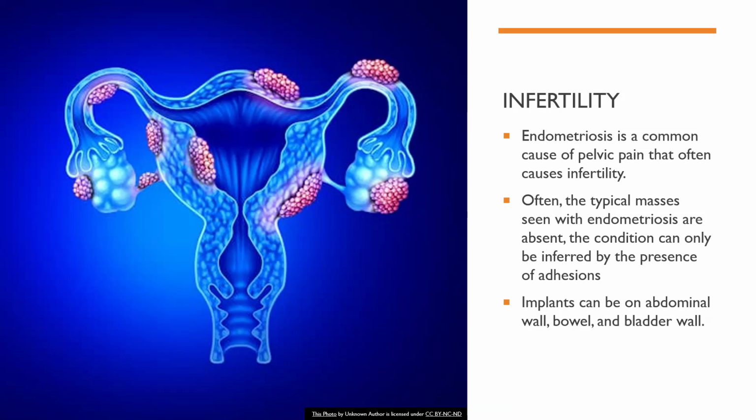However, if we get a loculated mass of endometriosis, it's called an endometrioma or chocolate cyst, if you remember that. You can also have implants on the abdominal wall, bowel, and bladder.